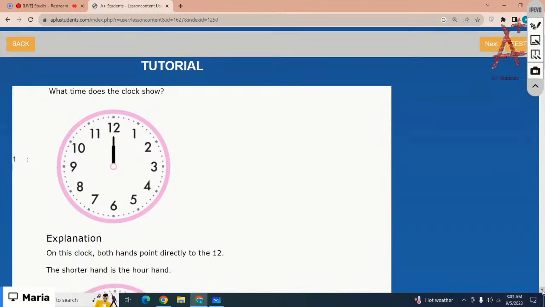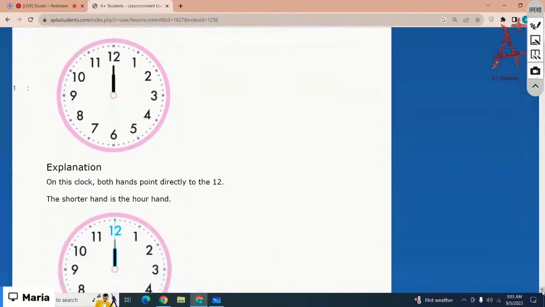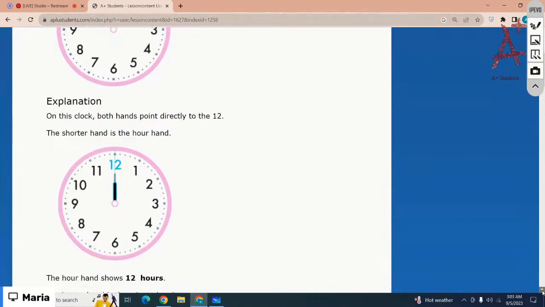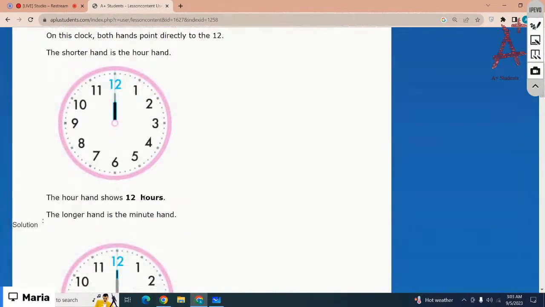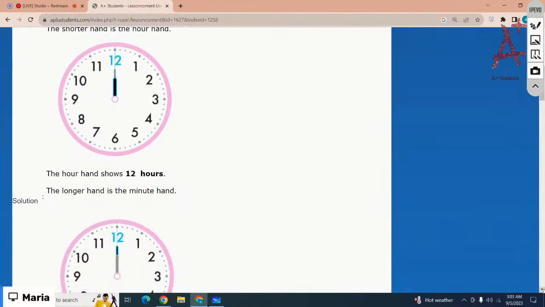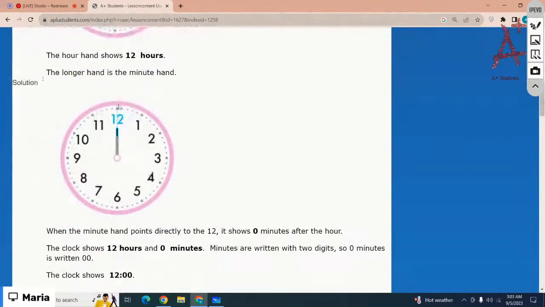The short hand is the hour hand, and the longer one is the minute hand, right? So the hour hand shows 12 hours. The longer hand represents the minutes, and because it points to exactly 12, the clock shows 12 hours and 0 minutes. Minutes are written with two digits, so minutes is written 00. You can write the time 12:00. That means it is exactly 12.